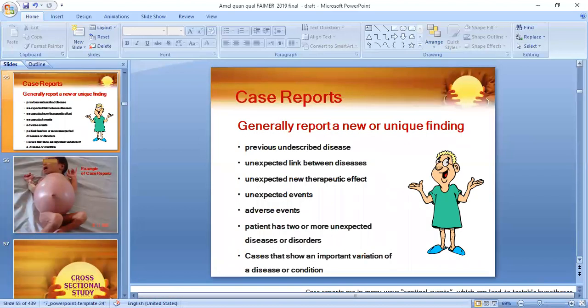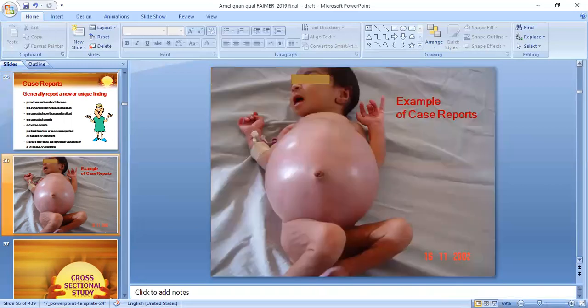As regards the case report, it is generally a report of a new idea or new finding or unique finding. For example, a previously undescribed disease, or unexpected link between diseases, or unexpected new therapeutic effect, or unexpected adverse event. So this is called a case study.